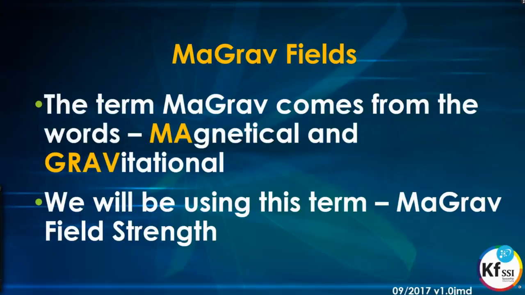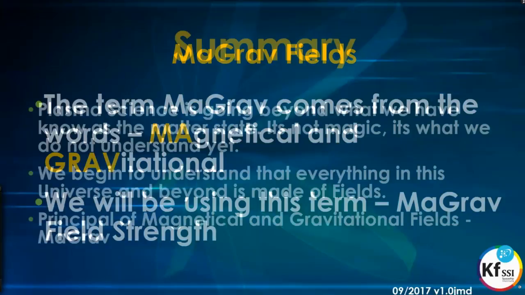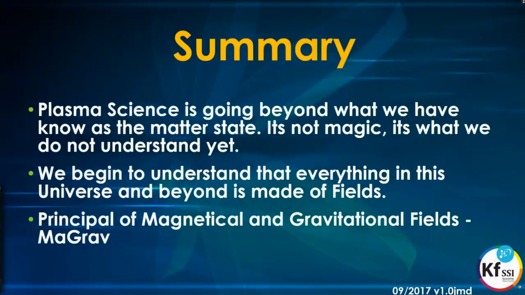So in summary on this first section as an introduction, plasma science is really going beyond what we have known as the matter state. So we're taking the matter state and we end up through various processes, from the nano, to create GANs, and we essentially get to start using the fields, which is the essence of the matter state. It's not magic. It's just something that we have yet to understand. It's always been there, but we have never understood it. So now we are just able to understand further from what we've always known in science.